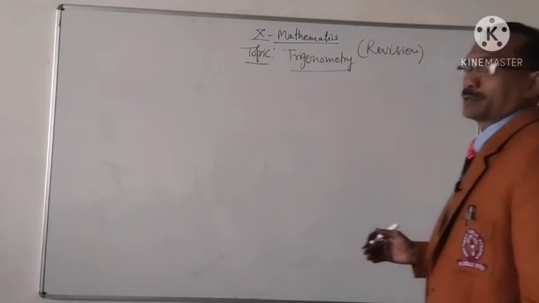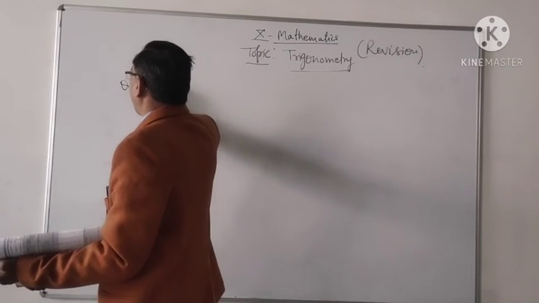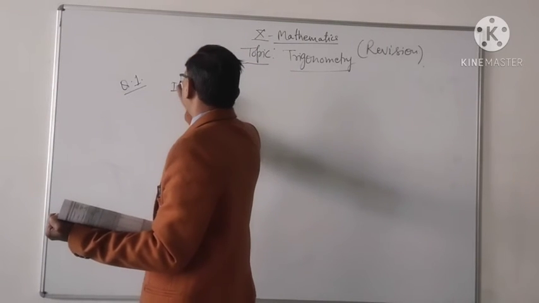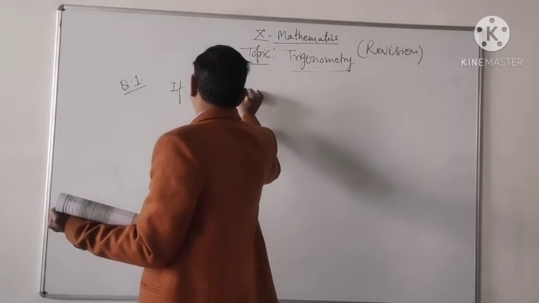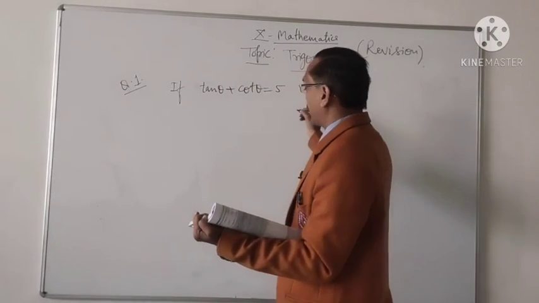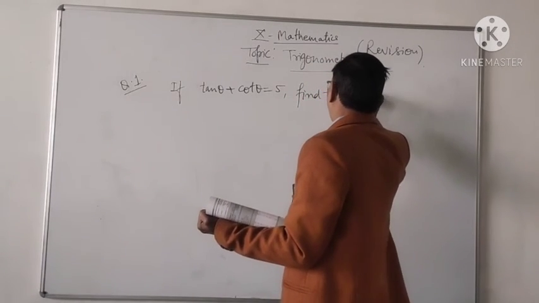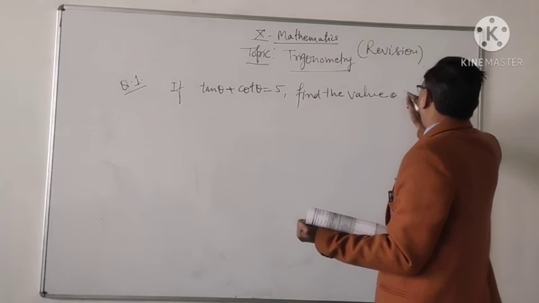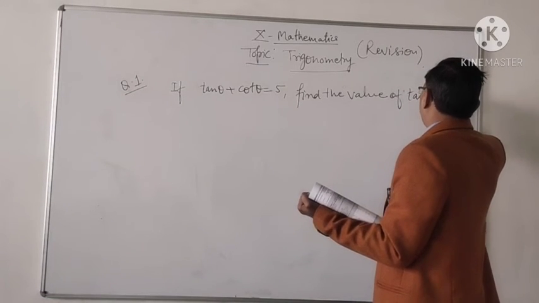Now student, let's come to the questions. These are the important questions from the sample paper. Here the question is, if tan theta plus cot theta equal to 5, then find the value of tan square theta plus cot square theta.